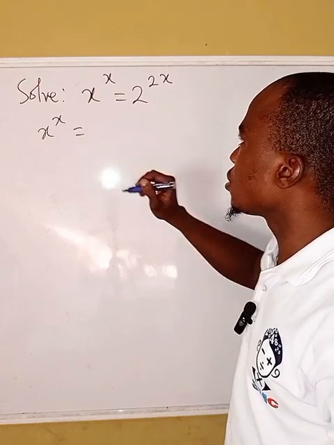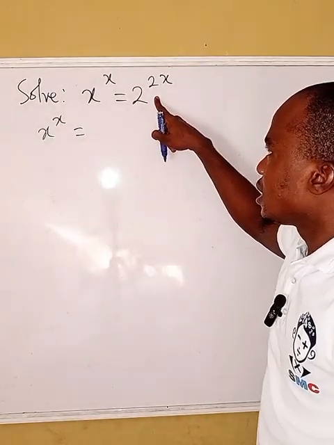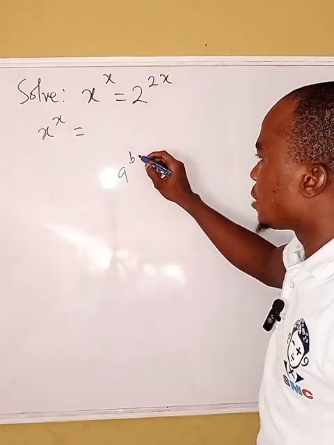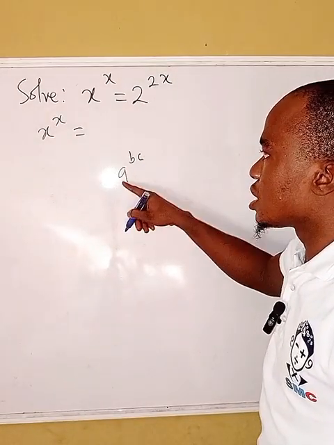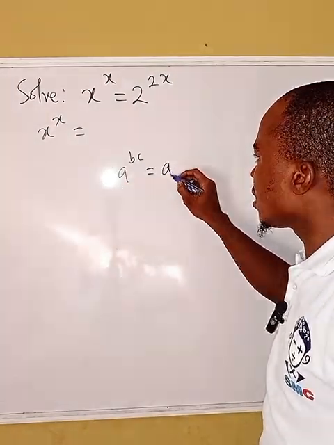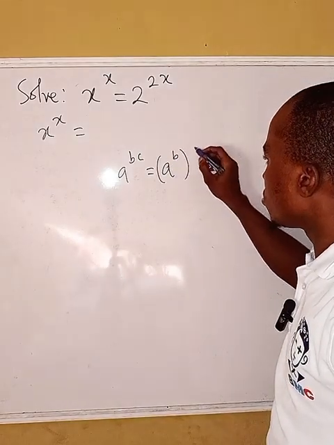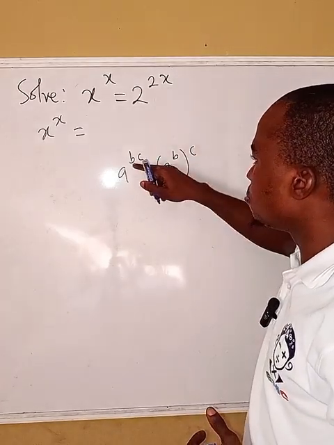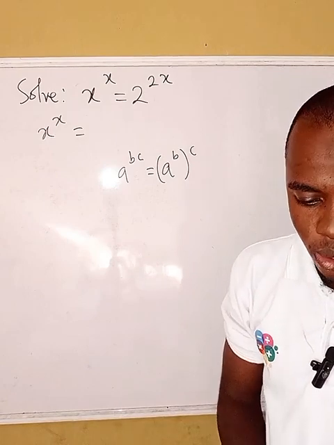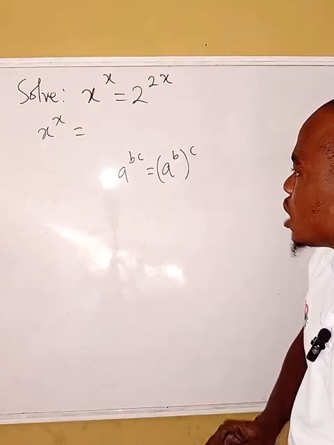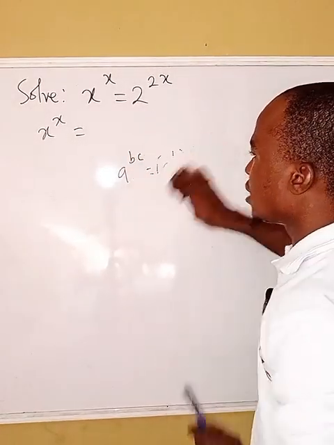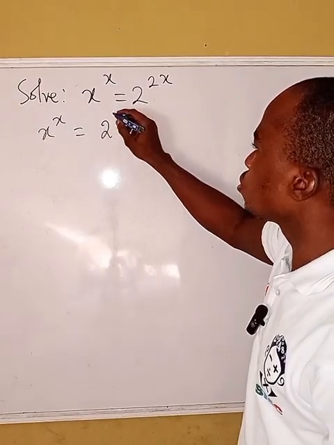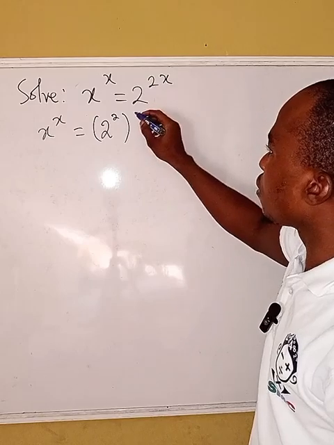Now here, if you have a to the power of b, this 2x is like b times c, while this 2 is like a. We can write this as a to the power of b, then to the power of c. It's still the same thing. This will multiply and we're going to have bc. That is what we're going to do on this right hand side. So I'm going to have 2 to the power of 2, then to the power of x.